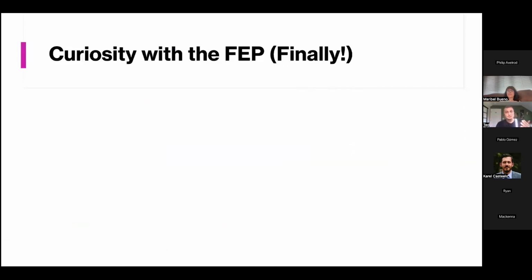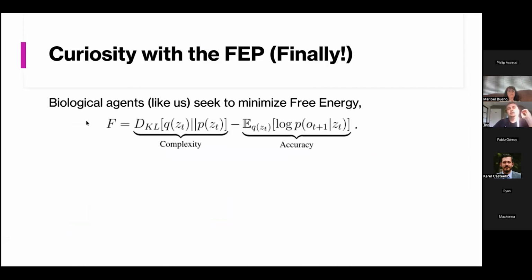The free energy principle. Finally, we're going to talk about the free energy principle. We mentioned it very early in the beginning. Biological agents like us, we want to minimize free energy. And free energy, F, looks like this. Accuracy is something we've already looked at. Accuracy is how well the forward model is predicting the next observation.